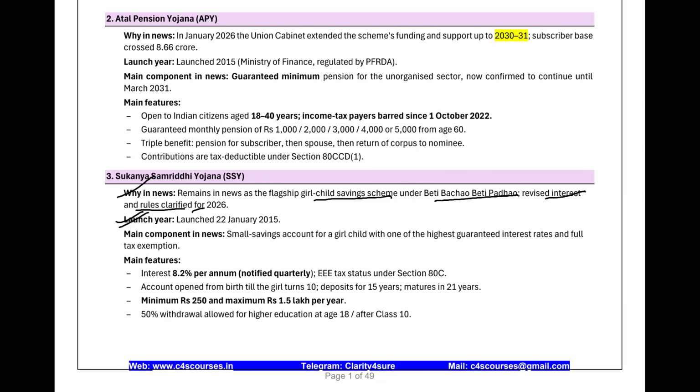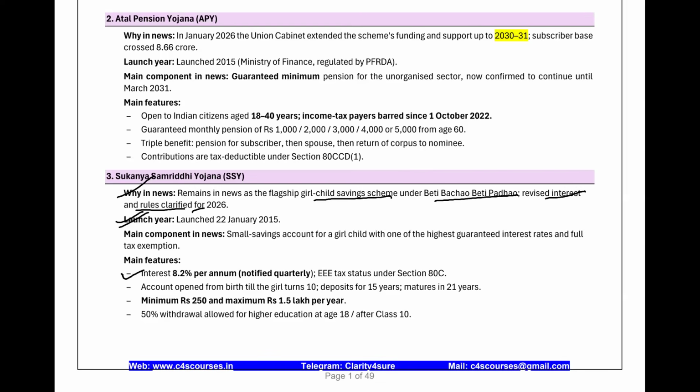And it gives full tax benefit in triple E. Full tax benefit देता है. ये point याद रखो. Triple E में it gives full tax benefit. Are you getting my point, beta? Account opened from the birth till the girl turns 10. ठीक है, ये point अब फिर लिख लो.